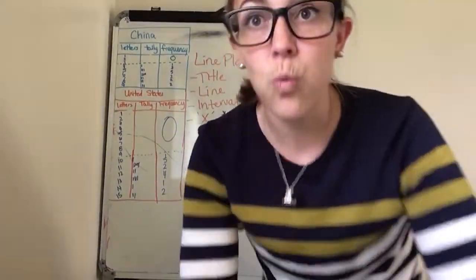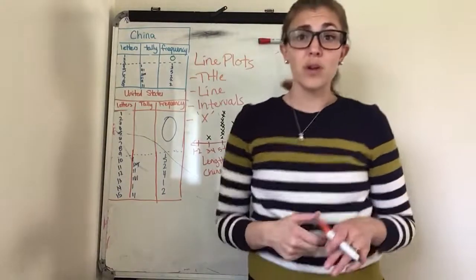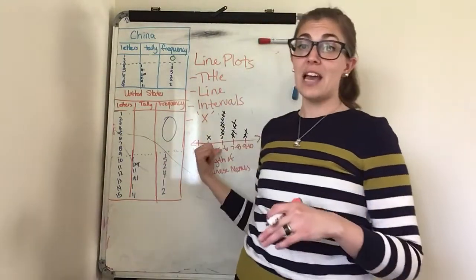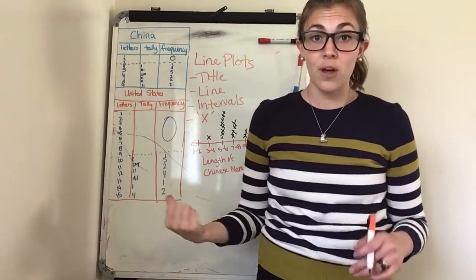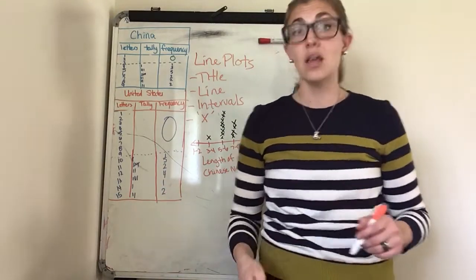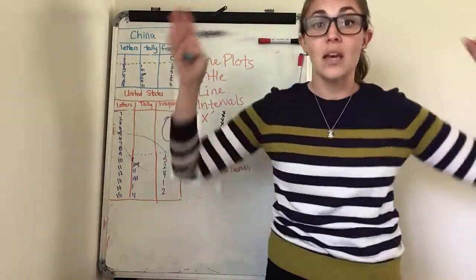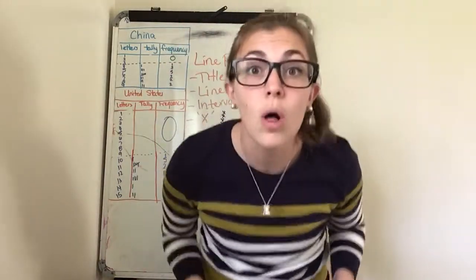When you get finished, once again, you need to do the thing that Mrs. Rader always tells you to do, which is check your work. Make sure that you have 15 X's over here. If you don't have all 15 X's, you're missing a piece of data. So either your frequency table is incorrect or your line plot is incorrect. Double check your work. Always, always, always.